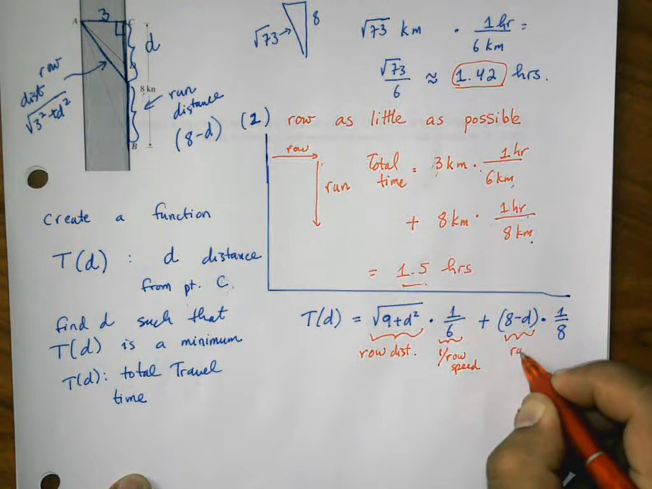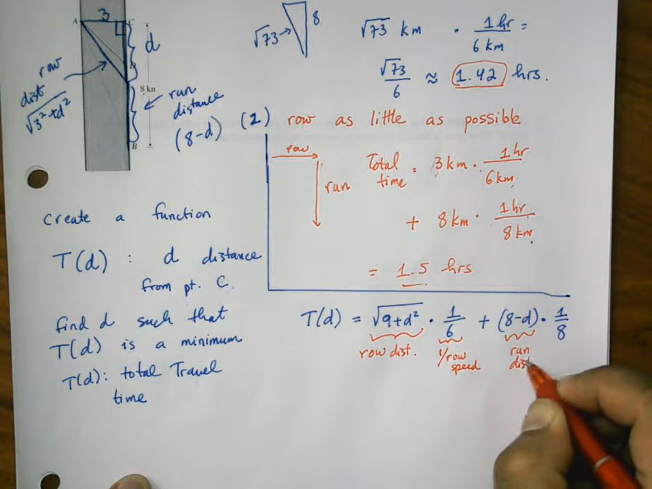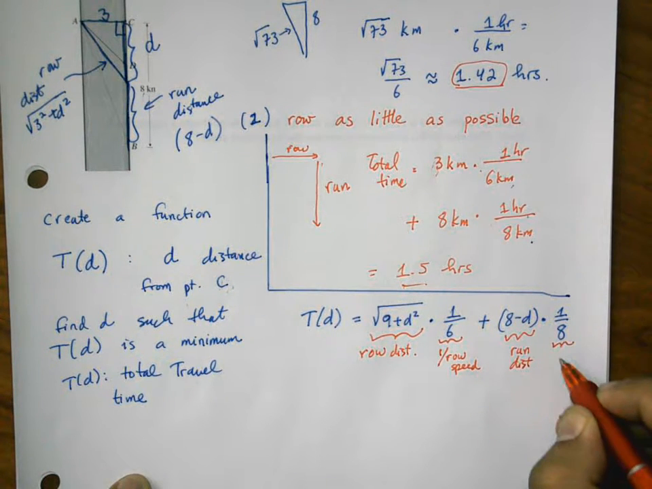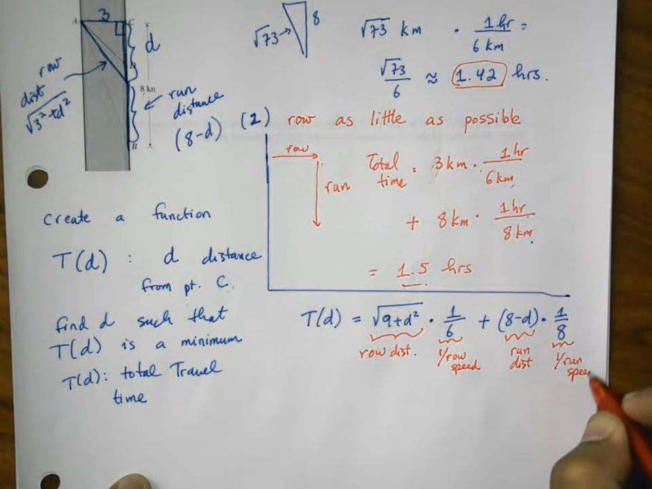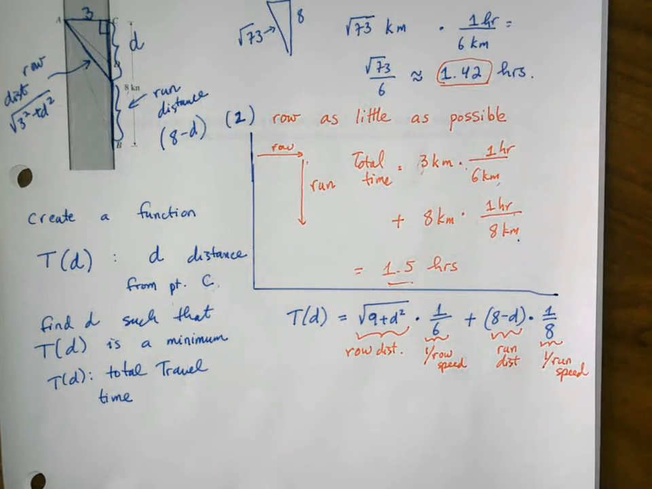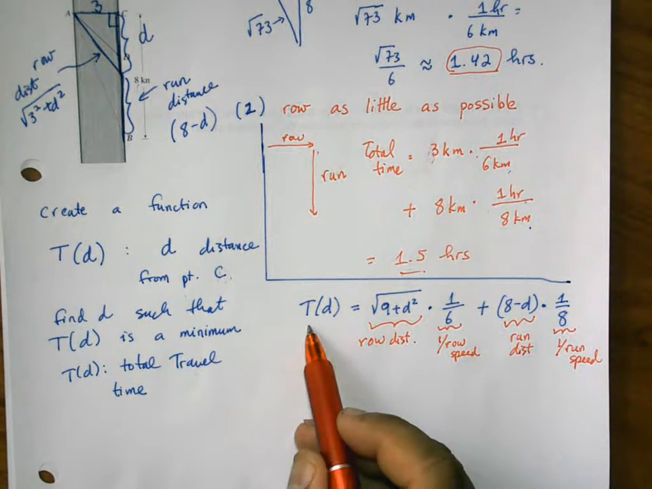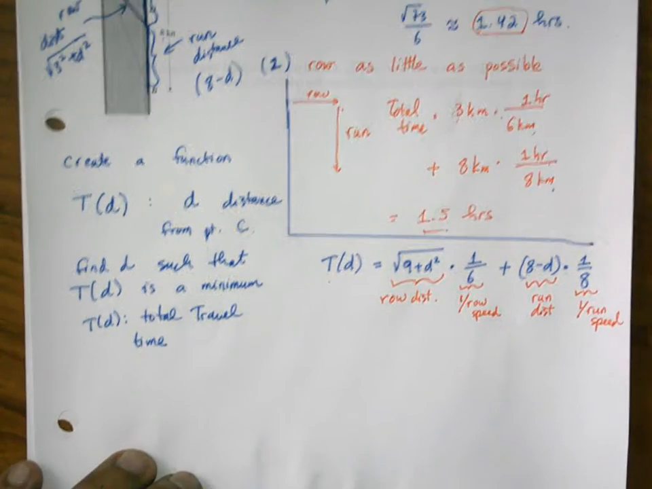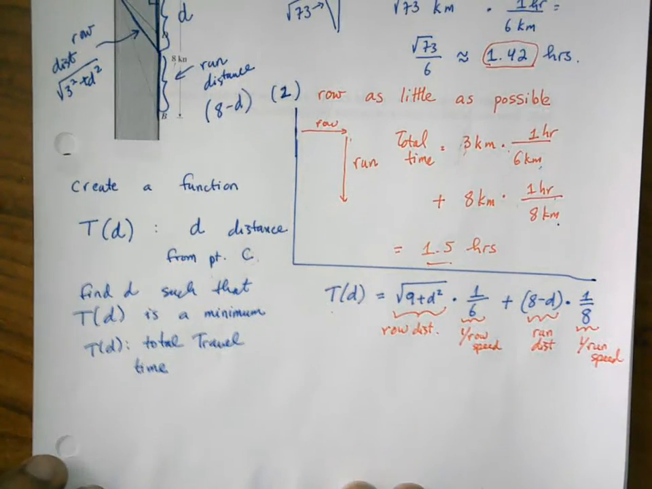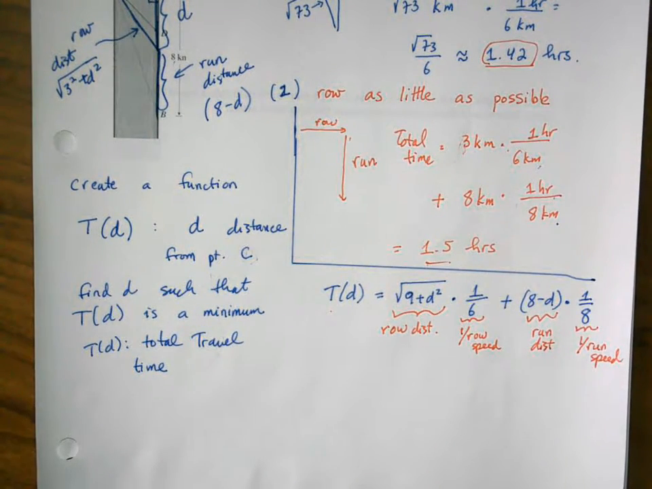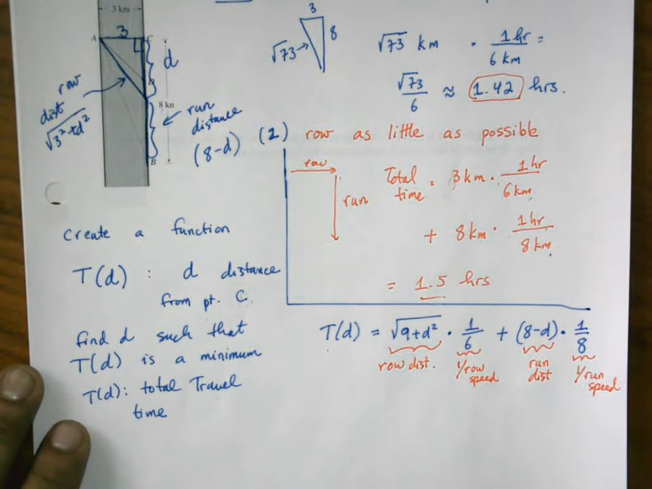This is the running distance. And this is the reciprocal of the running speed. And once we have this, t here represents the total time that he has. So now, if you notice here, we haven't actually done any calculus yet. This is all algebra and maybe a little bit of geometry.